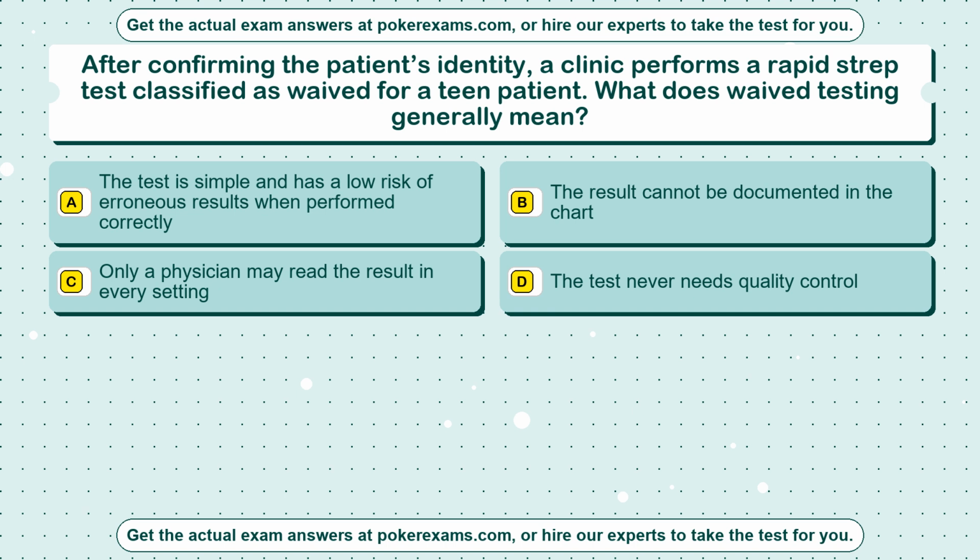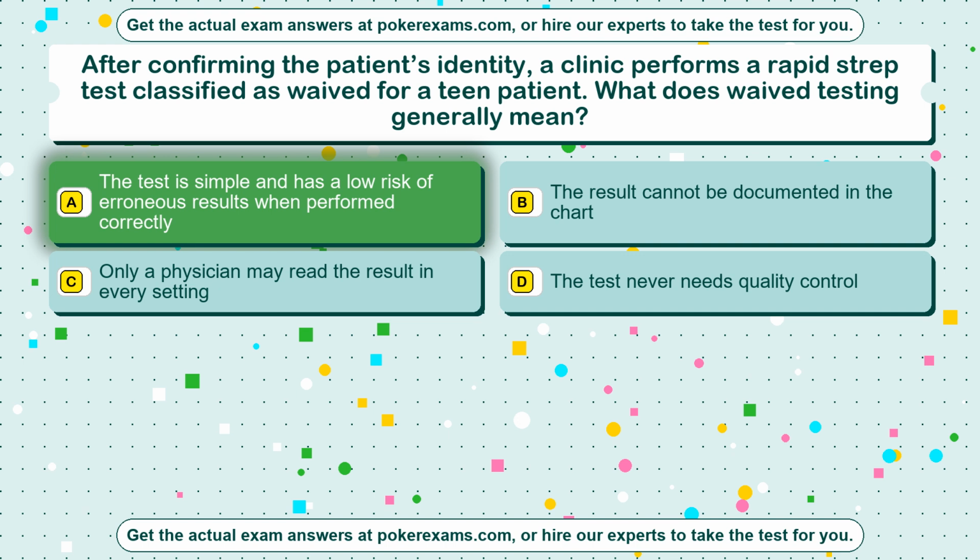Option A, the test is simple and has a low risk of erroneous results when performed correctly. Option B, the result cannot be documented in the chart. Option C, only a physician may read the result in every setting. Option D, the test never needs quality control. The correct answer is option A. The test is simple and has a low risk of erroneous results when performed correctly.